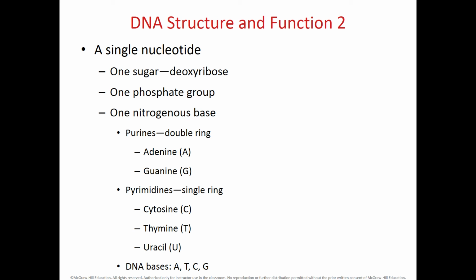And because they have a double ring or single ring, depending on what base you are talking about is how you would classify it. Now specifically, uracil, which is found in RNA, substitutes for thymine in the structure of the DNA. So DNA doesn't have uracil, only RNA, and RNA has only adenine, uracil, cytosine, and guanine, so it doesn't have thymine.